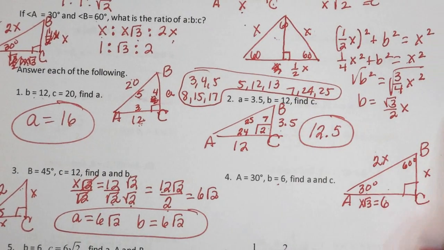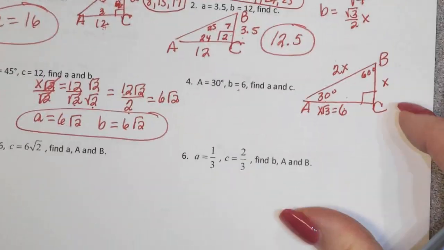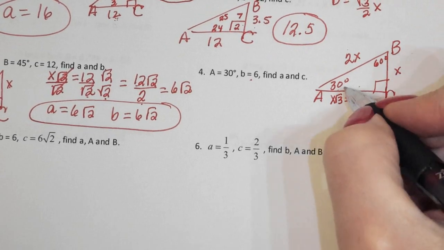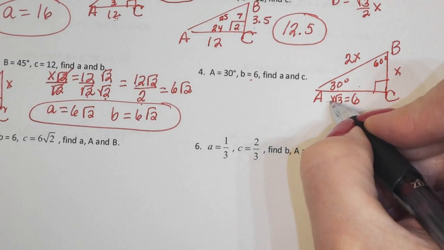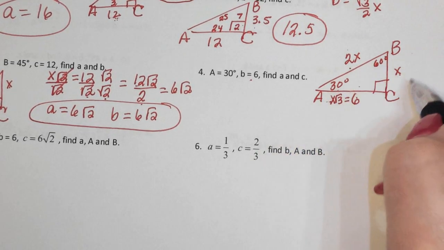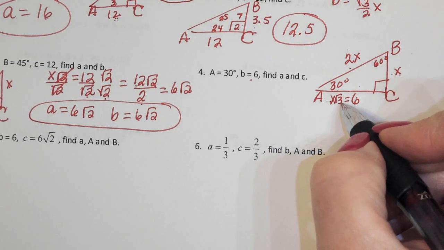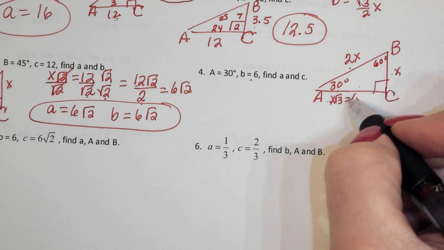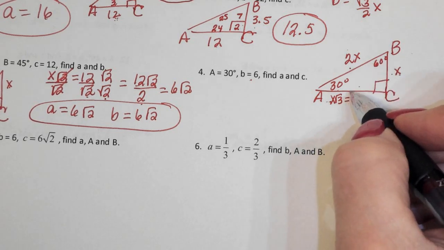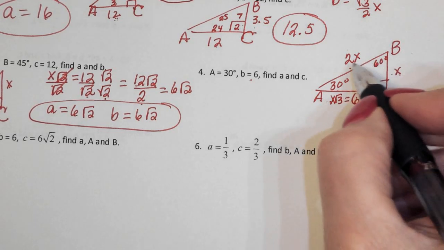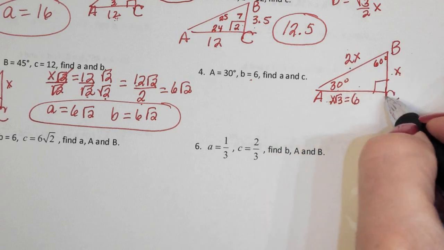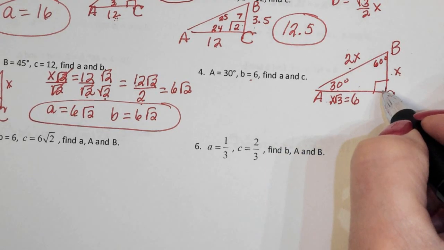I went through a lot of work to prove to you that that's the ratio, but here's what you just want to remember. It always goes x, x radical 3, 2x. 1 is the smallest number. Radical 3 is 1.7, so it has to be across from the medium-sized angle. And then 2 is the largest number, so it has to be across from the largest angle.